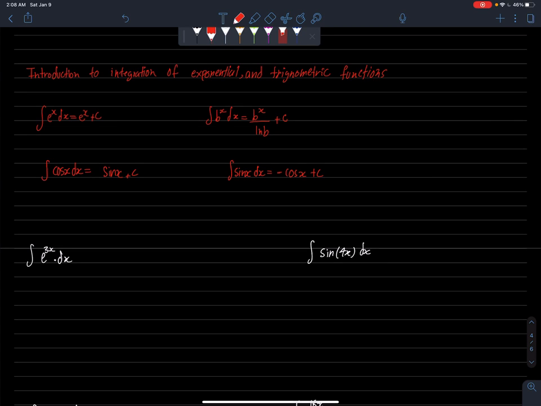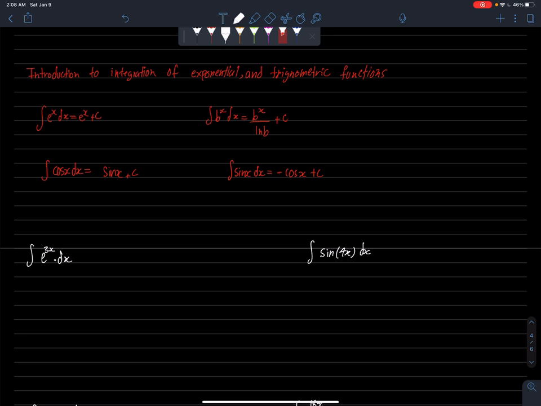Hello guys, it's the tutor here, and in this video I'm going to introduce you to integration of exponential and trigonometric functions. This is a very simple introduction as these two types of functions tend to get very complicated in calculus, especially when it comes to the area of integration, which we will cover more on as we keep going.